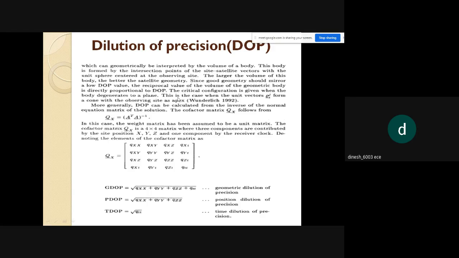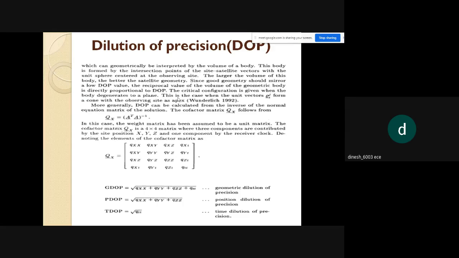The critical configuration can be given by this body to a plane. The DOP can be calculated from the inverse of the normal equation of the solution, as in this. In this case, the weight matrix is assumed to be a unit matrix, and XYZ are the site positioning of one component over the other, and the cofactor matrix is this.